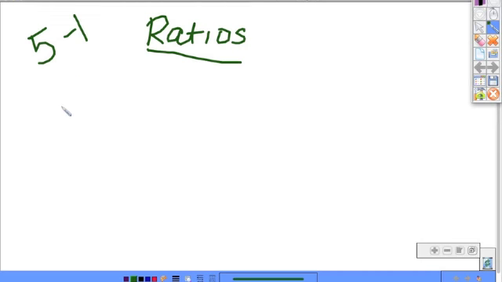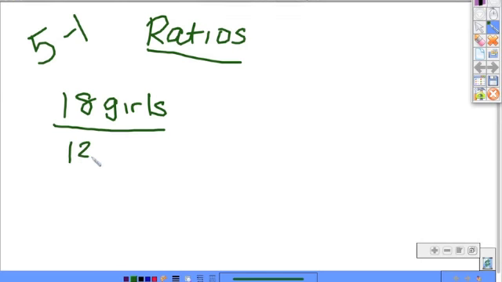If I have 18 girls to every 12 boys. That means every time I come across 12 boys, I'm also going to find 18 girls. That's how they're grouped. Okay, that's the ratio. As you can tell, there's obviously more girls than boys. Now, I'm asked to put this in simplest form.